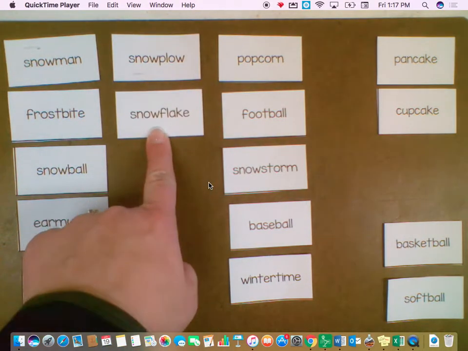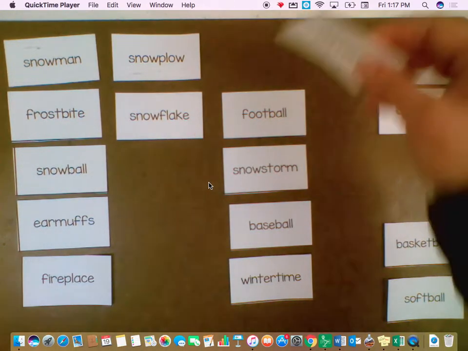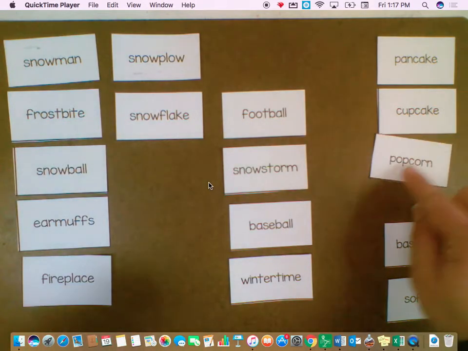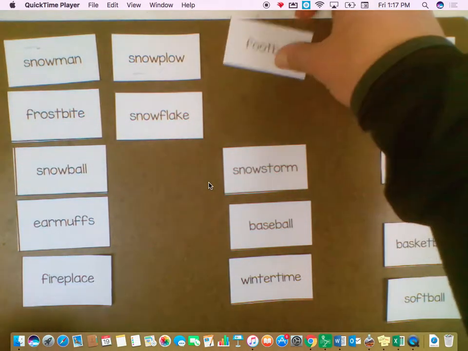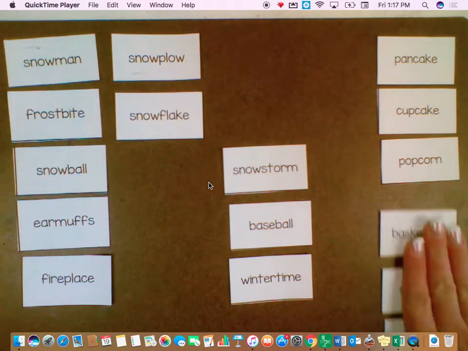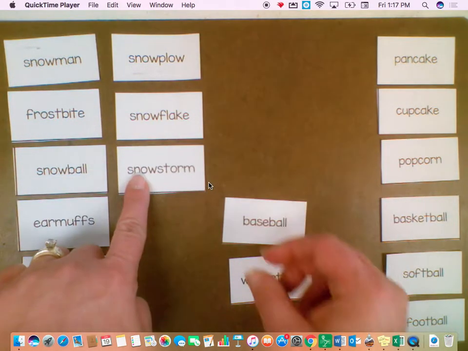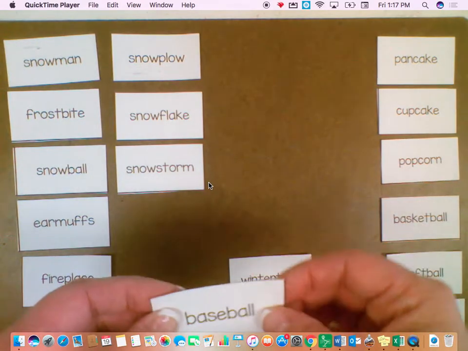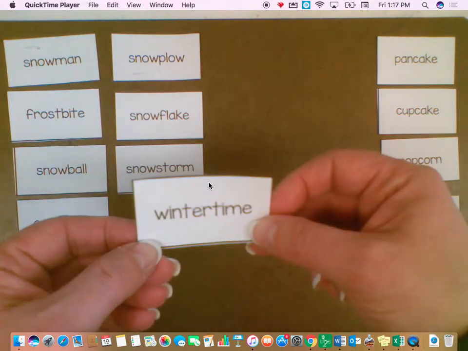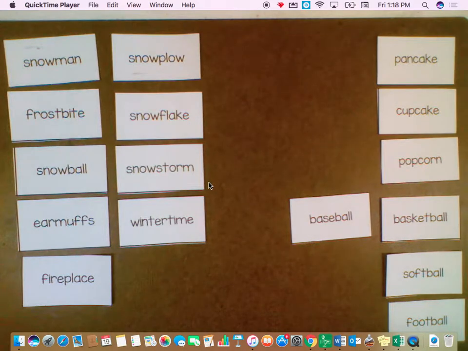People use snow plows in the winter. Snow and flake, making snowflake. That one is a winter word. Popcorn. We might eat it in the winter, but we don't really associate it with winter. Football is not a winter word, so I'm going to put that over here. Snow and storm, making snowstorm. We can have a snowstorm in winter, so that's a winter word. Baseball, not a winter word. Winter time, winter and time, making wintertime. It is a winter word.